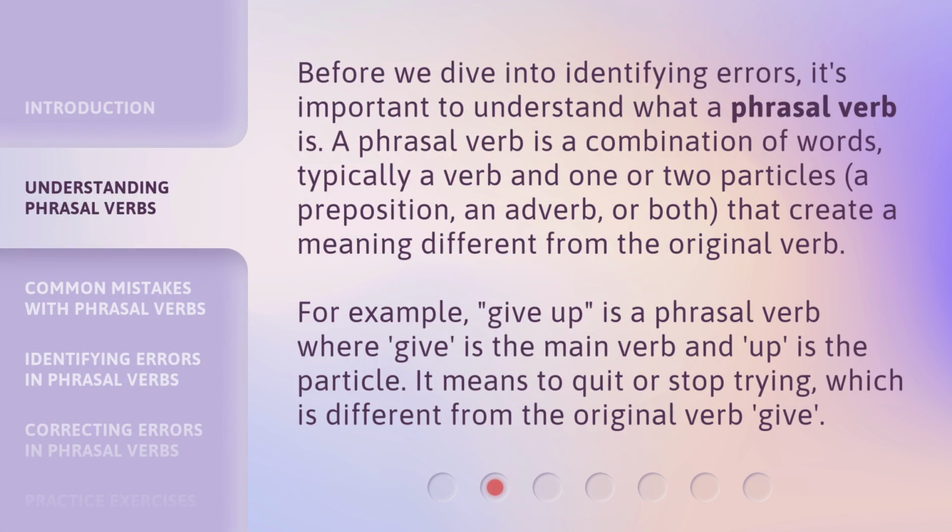Before we dive into identifying errors, it's important to understand what a phrasal verb is. A phrasal verb is a combination of words, typically a verb and one or two particles, a preposition, an adverb, or both, that create a meaning different from the original verb. For example, give up is a phrasal verb where give is the main verb and up is the particle. It means to quit or stop trying, which is different from the original verb, give.